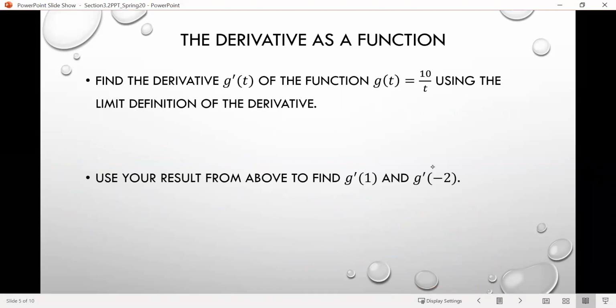Okay, so this next problem is one that you guys will do in your classwork. So you have to find the derivative g prime of t of this function g of t, which is given as 10 over t, using that limit definition of the derivative. And once you have that, then you will also need to find each of these, g prime of 1 and g prime of negative 2. Basically just taking each of those values and plugging them in to your derivative.